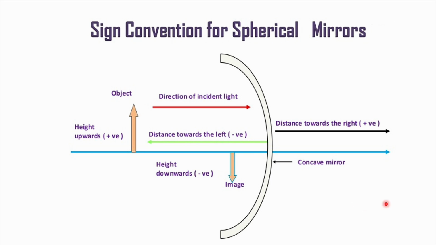Before image formation, you should understand the sign convention for spherical mirrors. So let us consider the concave mirror. Any distance measured towards the right is taken as positive. Any distance measured towards the left is taken as negative. Similarly, the height of the object with respect to the principal axis, if it is upward, is taken as positive. If it is downward, it is treated as negative.